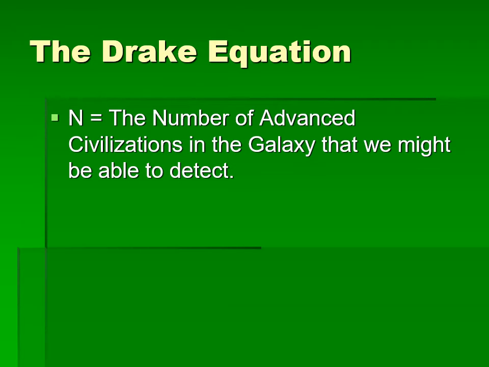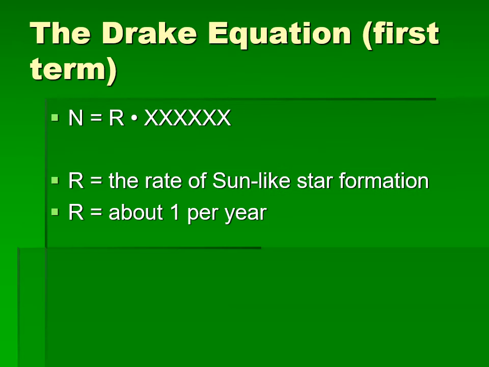First, what we're trying to figure out is how many advanced civilizations are there out there. And it's equal to a variety of things. The first term is R, the rate at which sun-like stars form, and we've pretty well determined that to be about 1 per year.